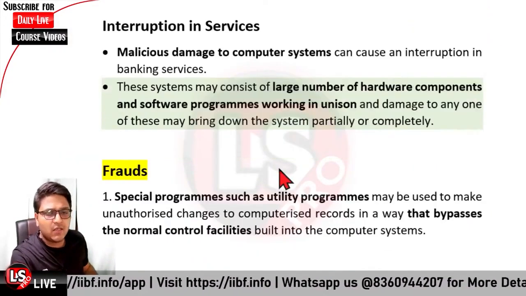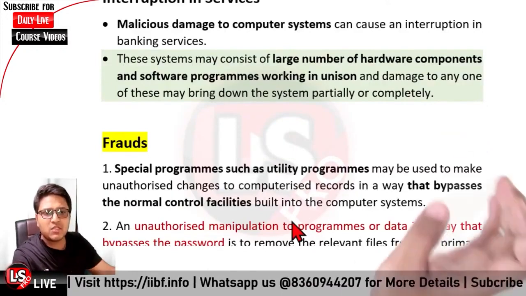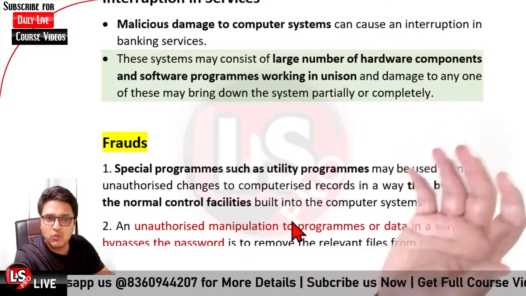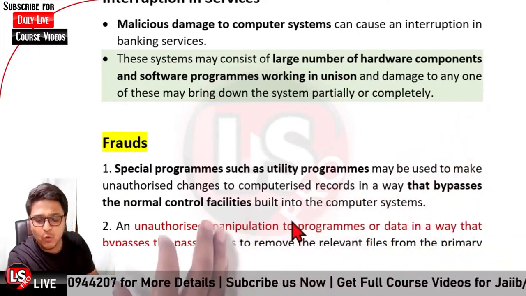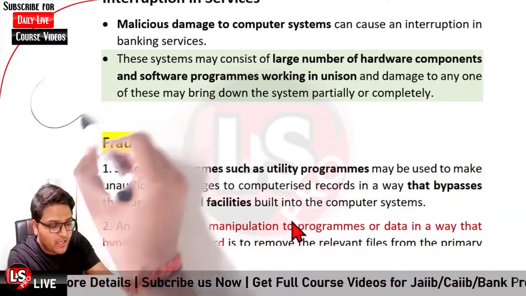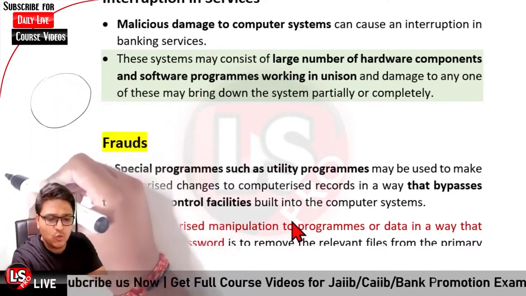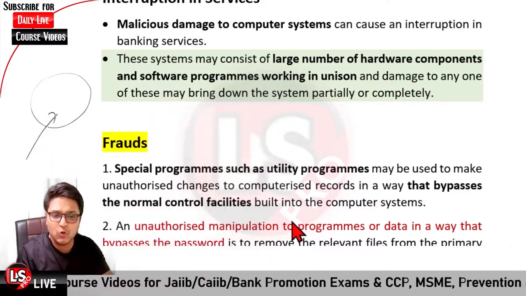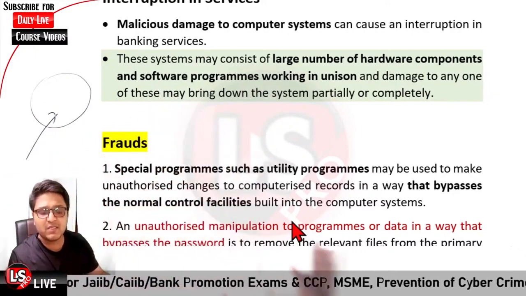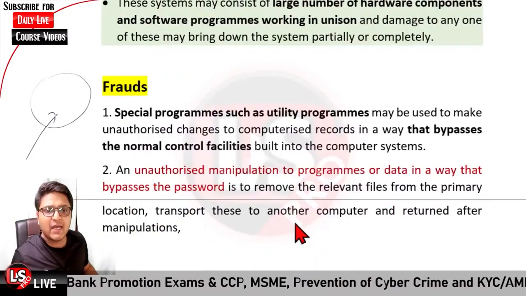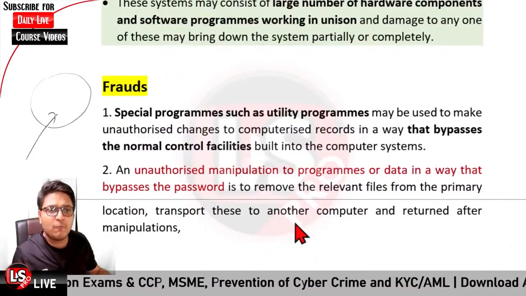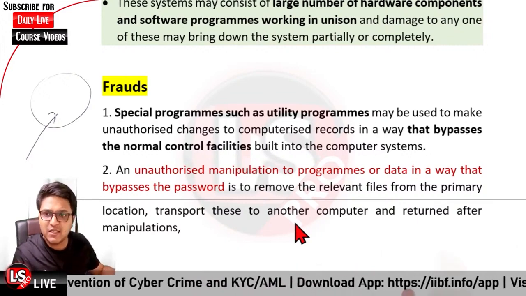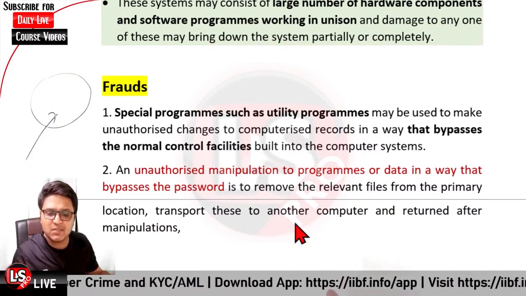Then it is regarding the frauds. So special programs such as utility programs may be used to alter the basic program. So what is a basic program? That which was particularly designed for an activity. If we use some utility program to alter the output of the basic program which was designed for a specific purpose, that could lead to some fraud. It could be an unauthorized manipulation of the program, where a professional may have manipulated the program so as to change the data or to bypass the security level.